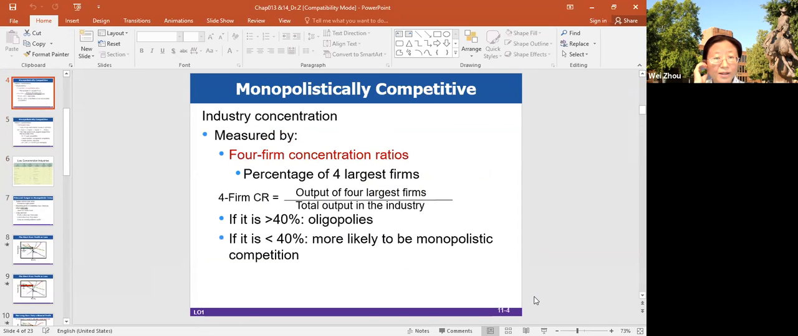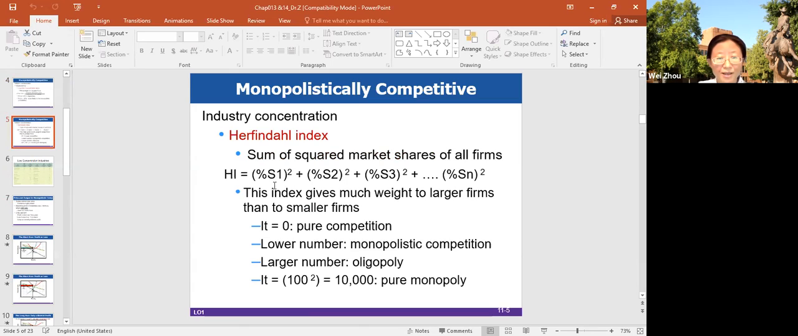The first one is called the four-firm concentration ratio, which means the top four largest firms. If these take account of more than 40% of the market, it is definitely an oligopoly, because the top four players take almost half of the market. And if the top four firms take less than 40%, then it is more like monopolistic competition. And we have the Herfindahl index.